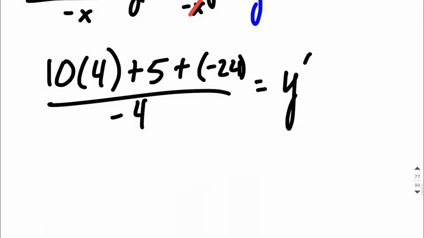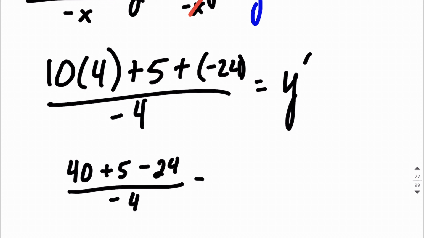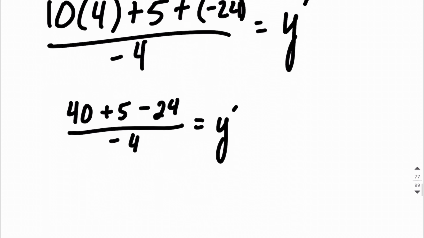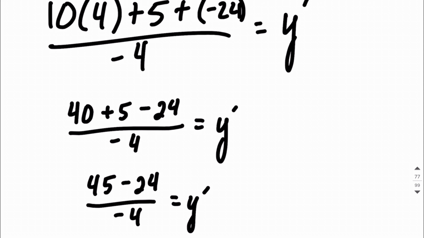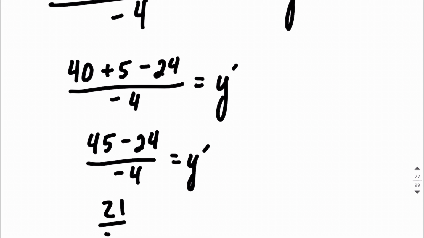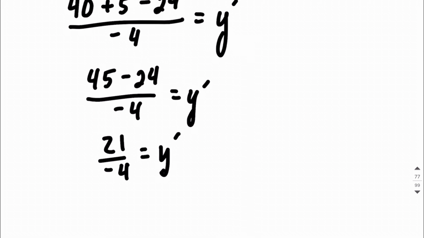From here, it's just a matter of simplifying down. Take our time as we go through this. 10 times 4 is 40, plus 5 minus 24, all over negative 4. Just using those algebra skills. We'll work our way adding and subtracting, left to right. So we'll go 45 minus 24, all over negative 4. 45 minus 24 gets us to 21 over negative 4. We can't really reduce any further than that, so we're going to leave that as our final answer. No common factors between numerator and denominator.